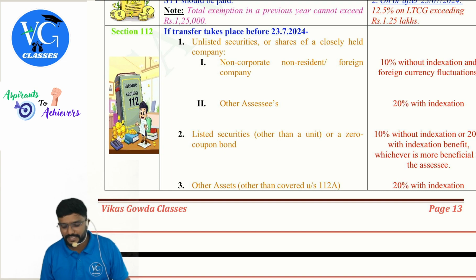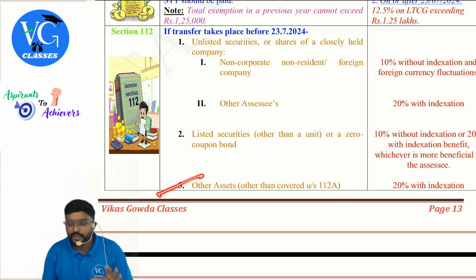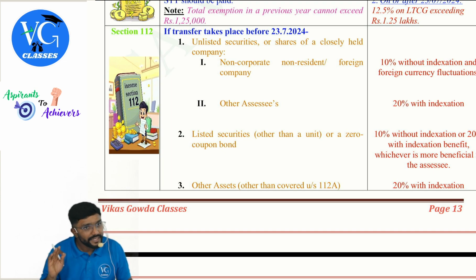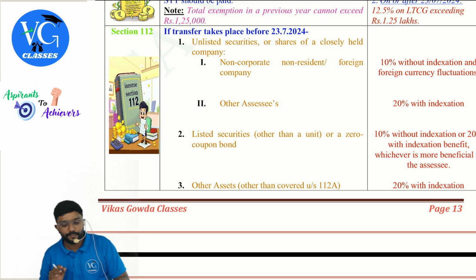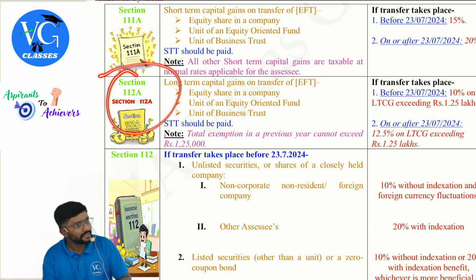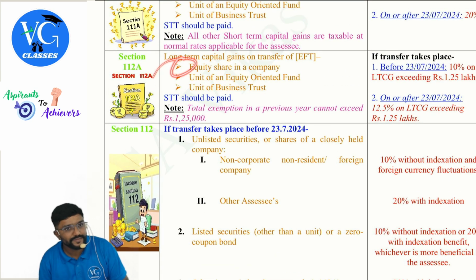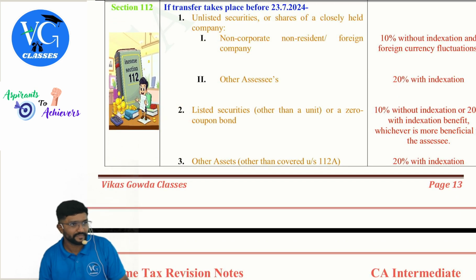Next, other assets, other than those covered under section 112A. Here, what will come means other than ETF and securities. ETF is covered under 112A, and securities will fall in the earlier category. Even listed securities will not cover equity shares, because equity shares will come under 112A. If it is any other listed securities, only then it will come in that category.